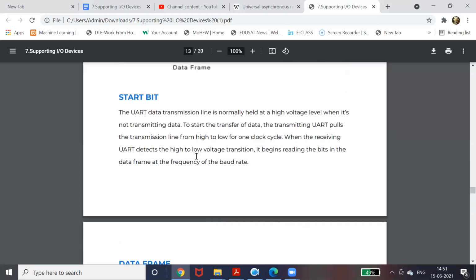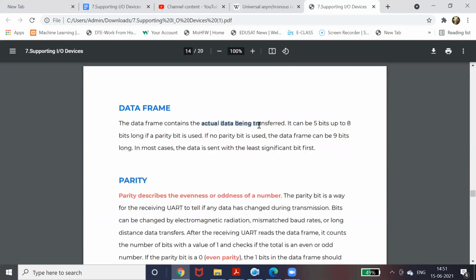Now, the start bit, as we have discussed, is used to understand that your data transmission has started. Here it will be set to the high voltage level, and then it will be used to transmit the data. The data frame is the actual data being transmitted. Its bit position is bit number 5 to bit number 8.